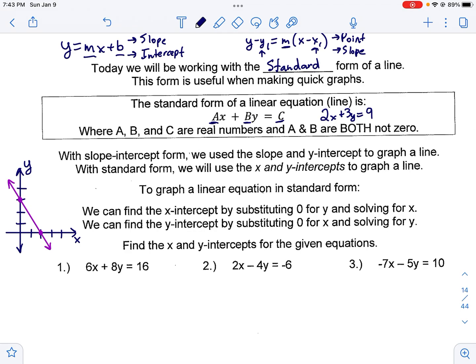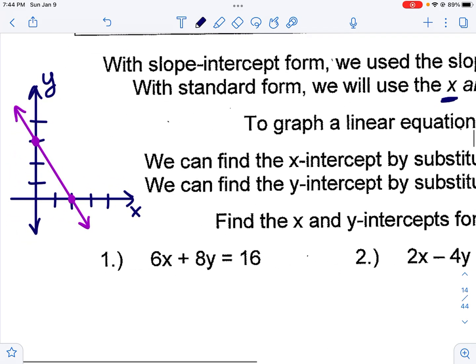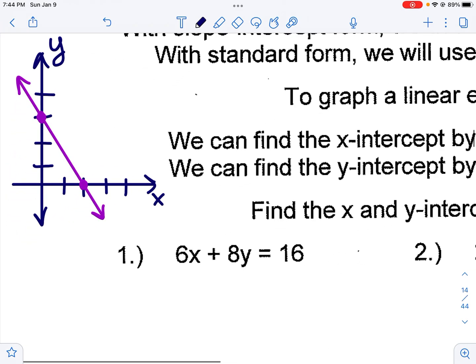With slope-intercept form, we use the slope and the y-intercept to graph a line. With standard form, we're going to use the x and the y-intercepts. So we're going to use the y-intercept, which we already used, but we're also going to use the x-intercept. Before we do that, I just want to explain a little bit about how intercepts work.